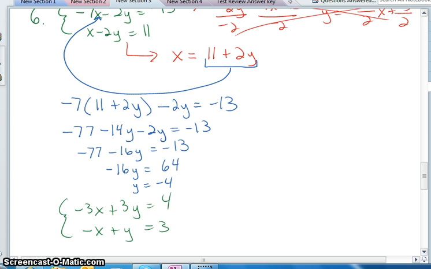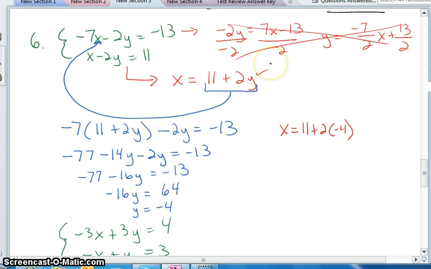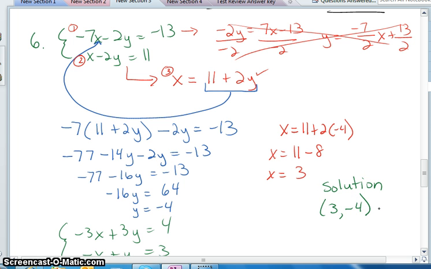So how do I figure out what x equals? I just plug that in. So x equals 11 plus 2 times negative 4. I used this equation this time. But it doesn't matter. You can use the first one, you can use this one, you can use this second one, or you can use this third one. It's your choice. So then x equals 3. And when I write my solution, it will be 3, negative 4. So that's my x value and that's my y value.